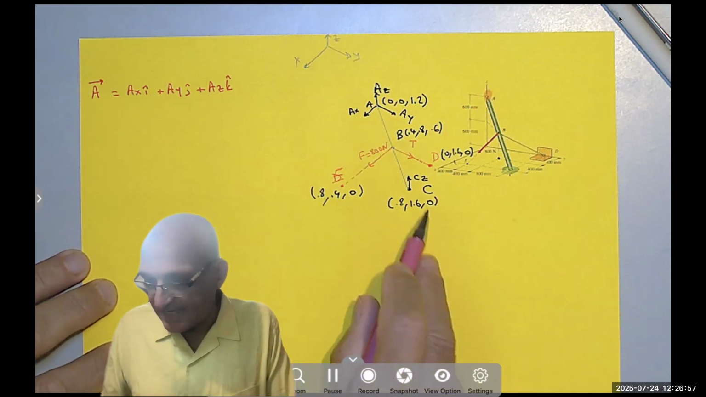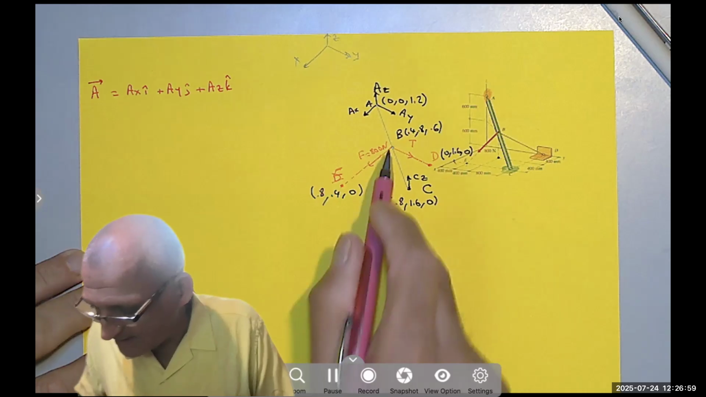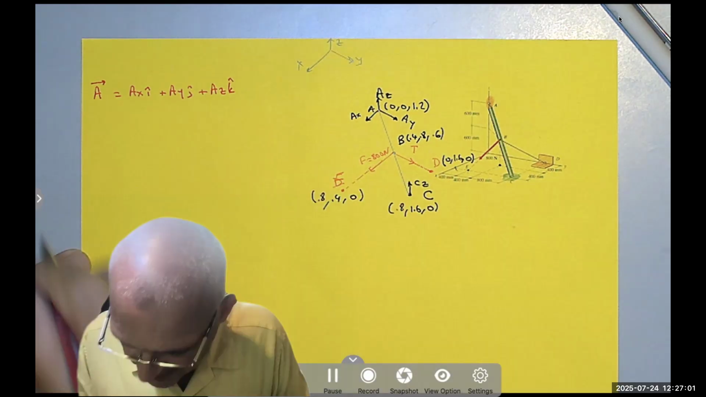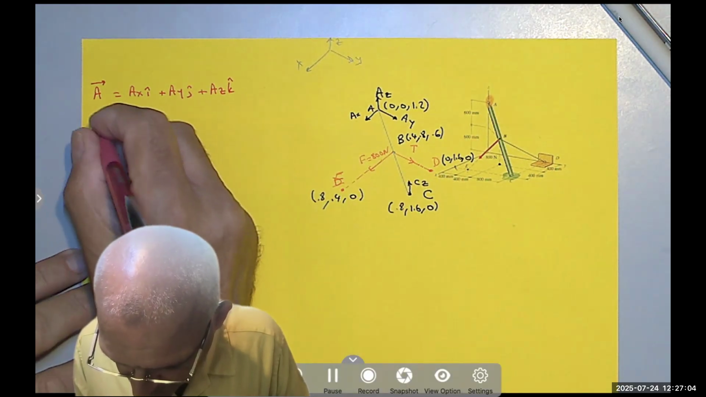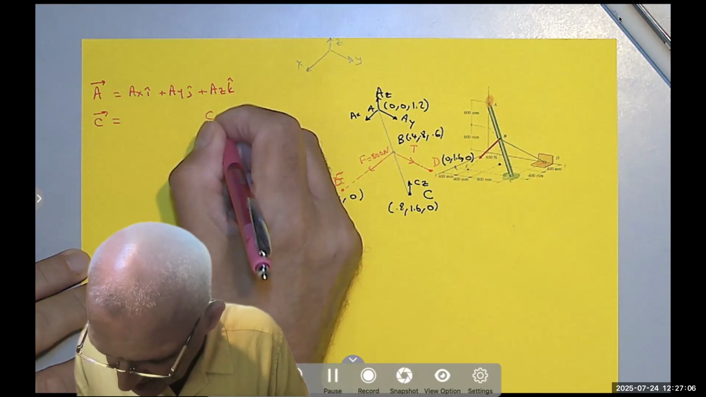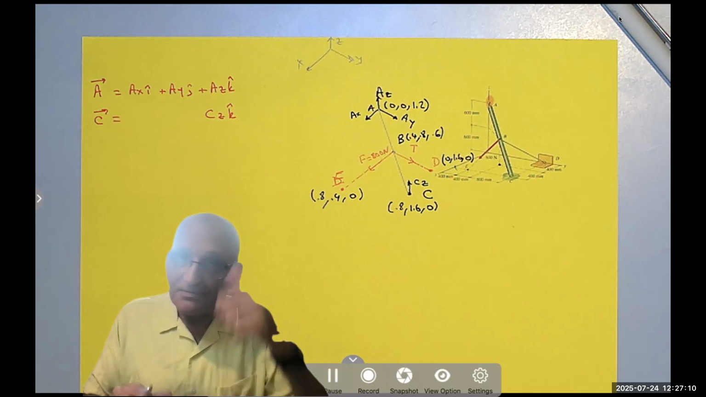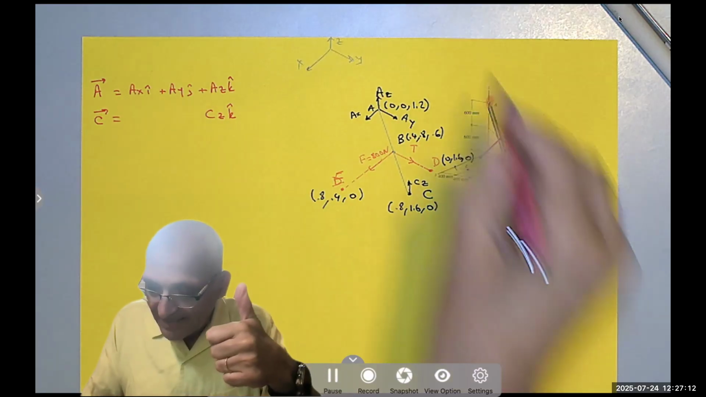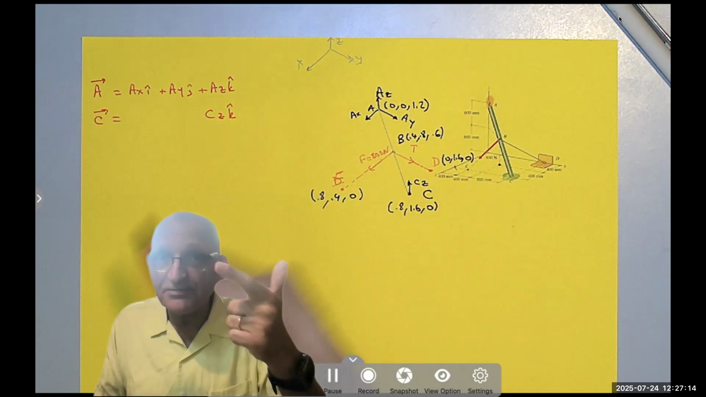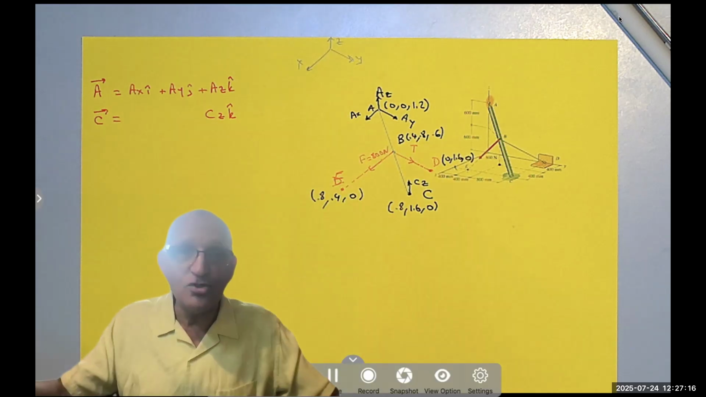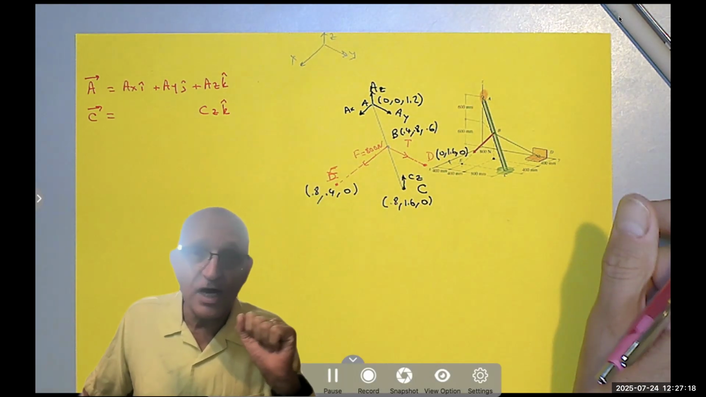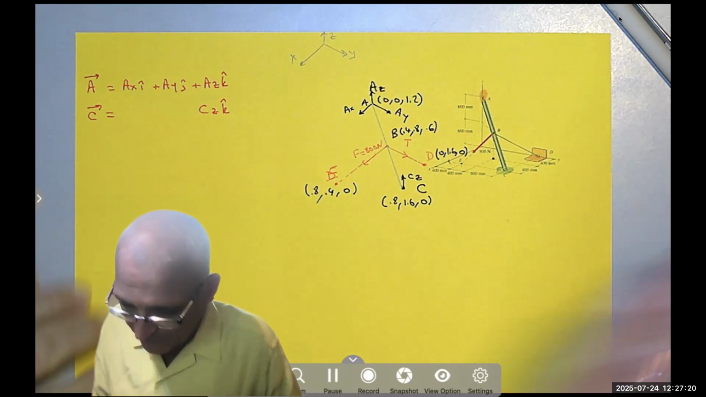Then I have another reaction at C, so I can say C equals CZ k. So step number 1, you do a complete free body diagram. Step number 2, you express all your forces, whether known or unknown, in Cartesian vector form.